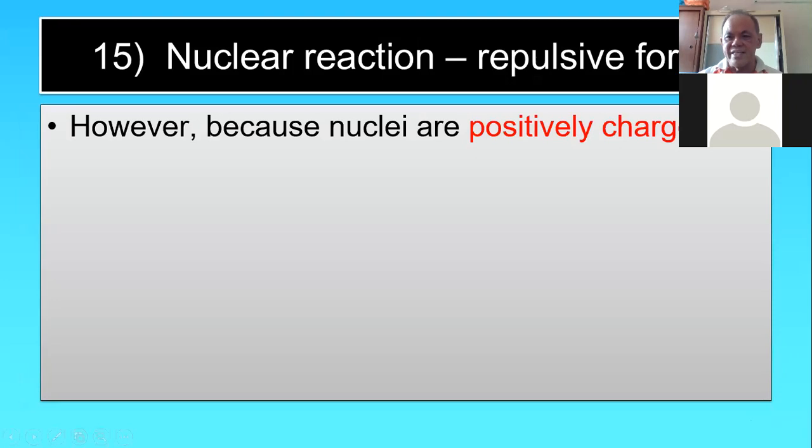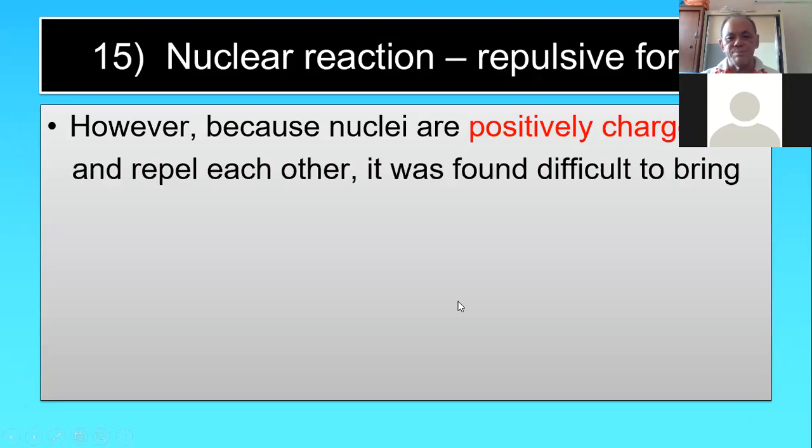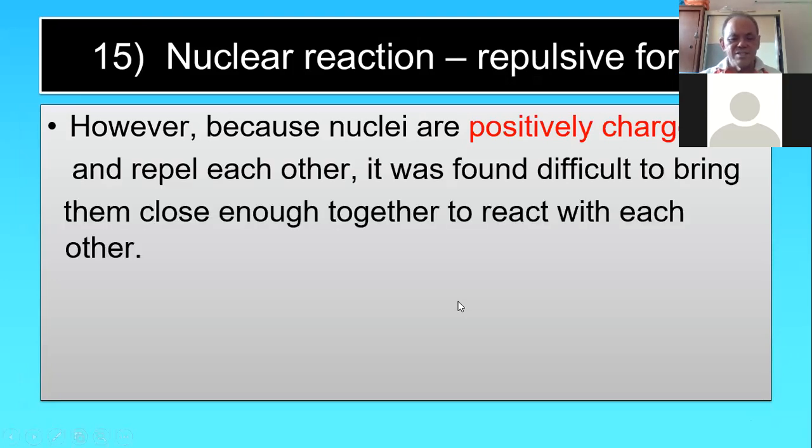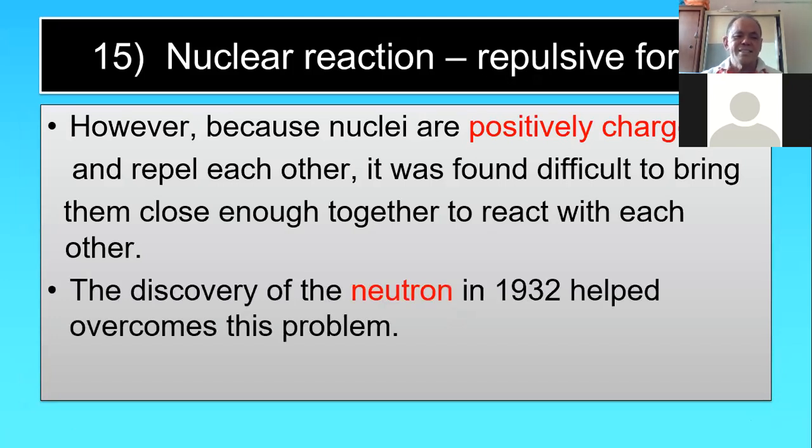Okay, I think we have said that already earlier. The alpha and the nucleus are both positively charged. So it's difficult to bring the two positive charges together. As it comes closer and closer, the repulsive force becomes greater and greater. That's why we have to accelerate the positive charge. But the discovery of the neutron in 1932 helped overcome the problem. Why? Because the neutron is neutral, no charge. It's not repelled. So as long as we can send it to the nucleus, it will enter the nucleus. The attractive nuclear force will take over.